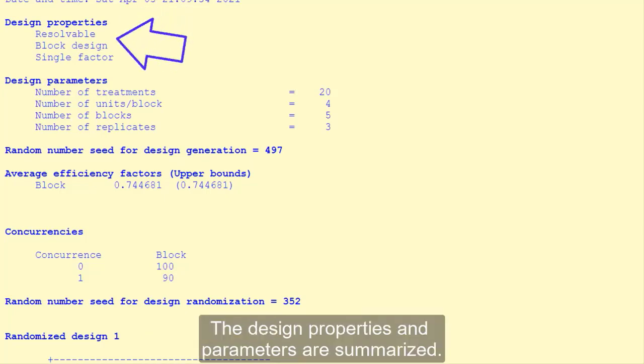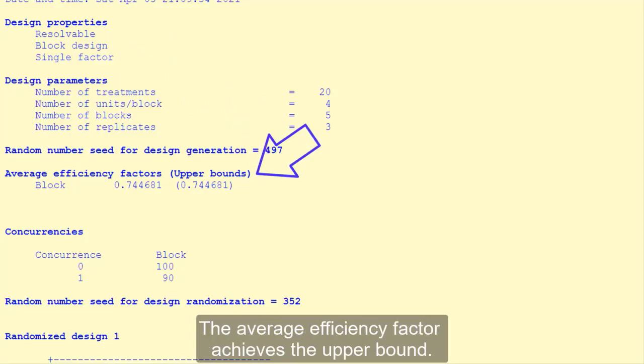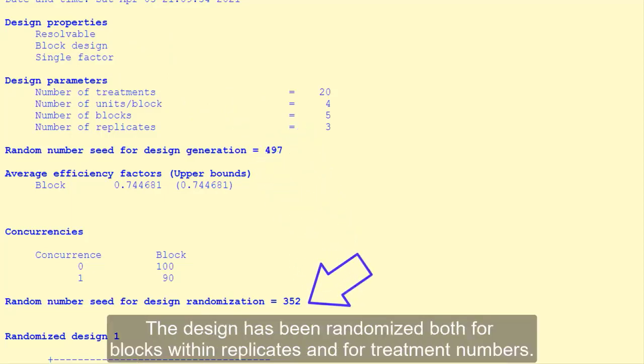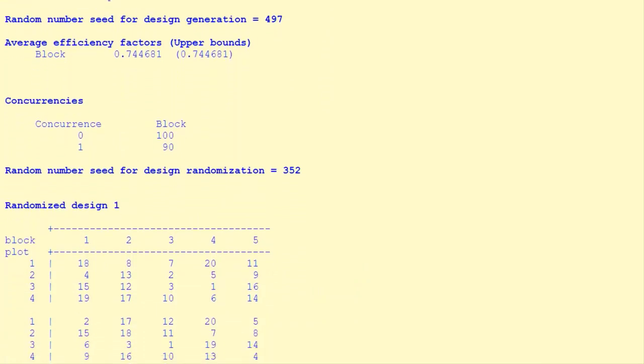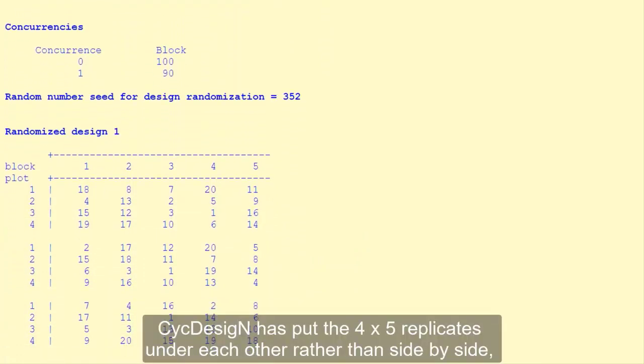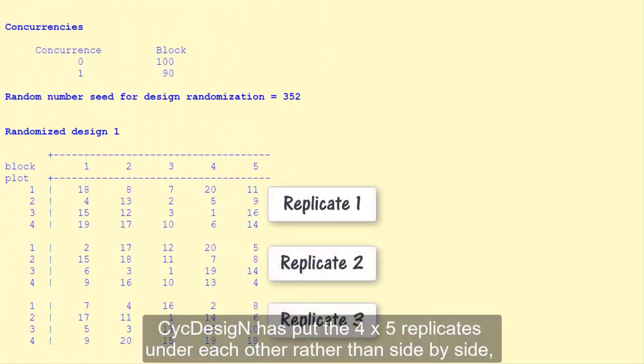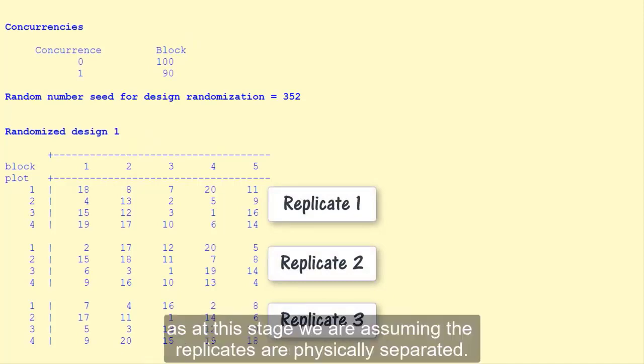Note the following features of this output. The design properties and parameters are summarized. The average efficiency factor achieves the upper bound. The design has been randomized both for blocks within replicates and for treatment numbers. CycDesign has put the 4x5 replicates under each other rather than side by side, but this does not matter, as at this stage we are assuming the replicates are physically separated.